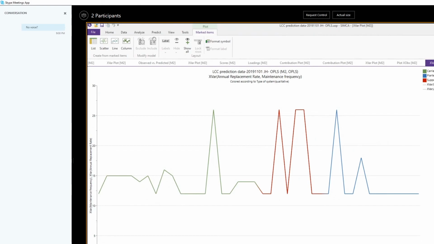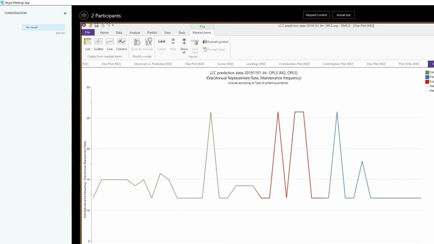These ones too here. Now I know the scales are a bit challenging, so I'm not sure if we can stick them on different scales. This is where SIMCA isn't necessarily the best at visualizing down to this level. But that would be something to try and dig into to see, is there a reason where, when your replacement rate is higher, is it because you're doing less maintenance than when you're doing more maintenance?